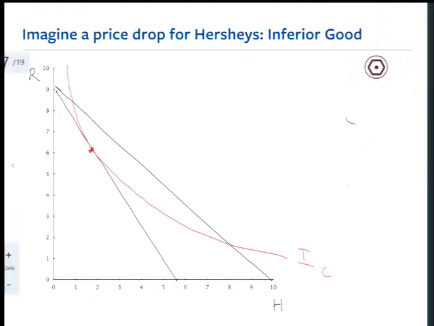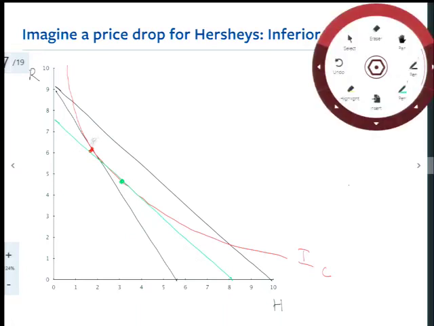Looks something like this. On here, I'm just taking my ruler and I'm shifting it in parallel until I get a nice parallel imaginary budget constraint. So what do I have now? I have my point A here. I have my point B right here. So I figured out my substitution effect. My substitution effect is something from about 1.8 to about 3.2. Right? This here is my substitution effect.